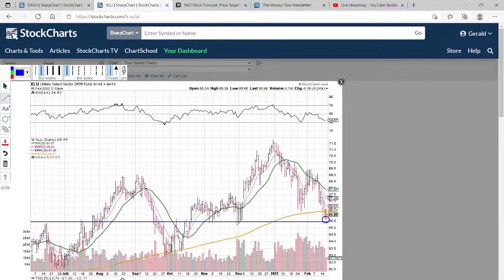So this is our lowest low. This is utilities, XLU. You know, I like to trade the UTSL. The UTSL is a triple leveraged fund, meaning you're going to get 3 times your money. Okay? 3 times your money.